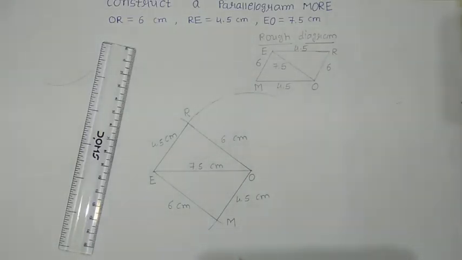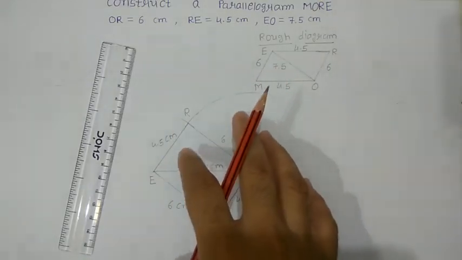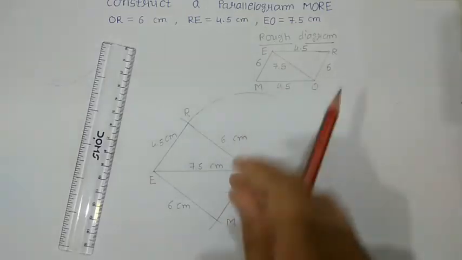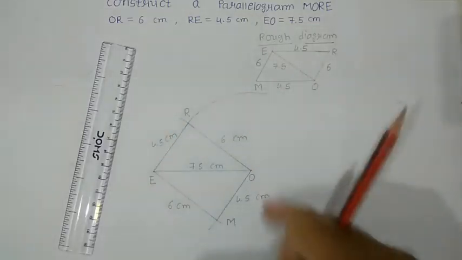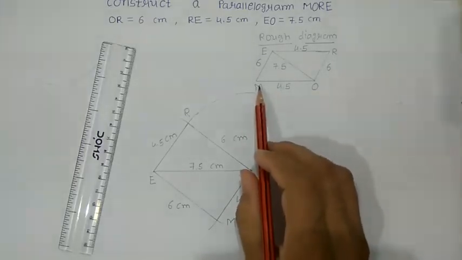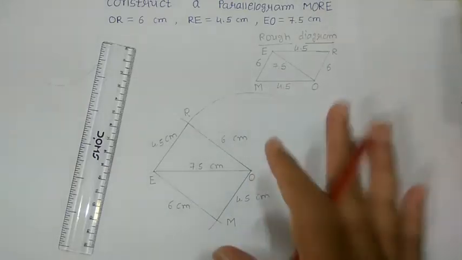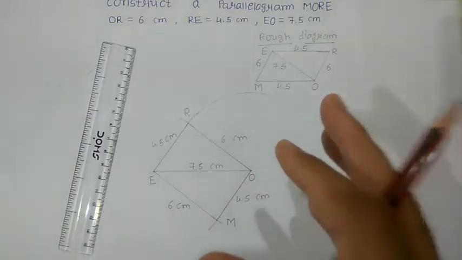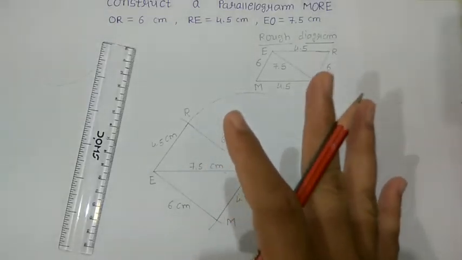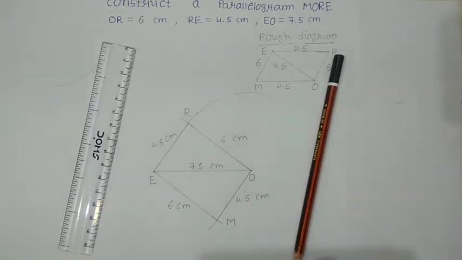Okay, so in this way we can start to construct any quadrilateral from the diagonal and also get the same actual diagram. Okay, you can also start to construct this from the base MO. Okay, this is up to you how you can draw this diagram, how you can understand, how you can construct this quadrilateral. Okay, so this is all about this lecture.